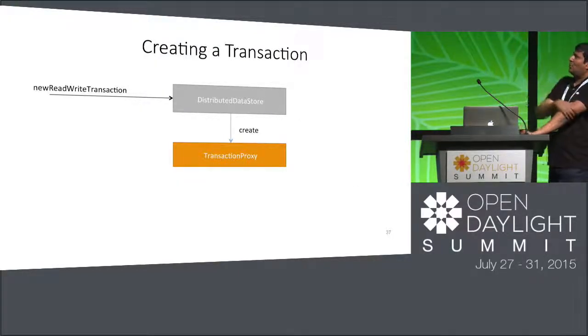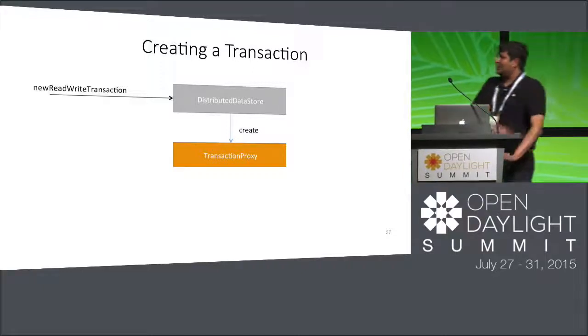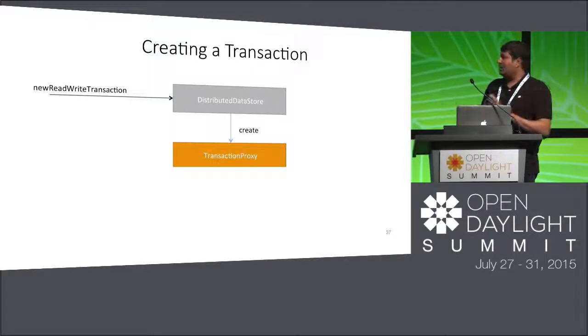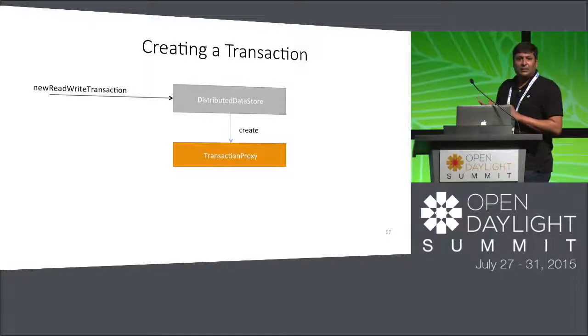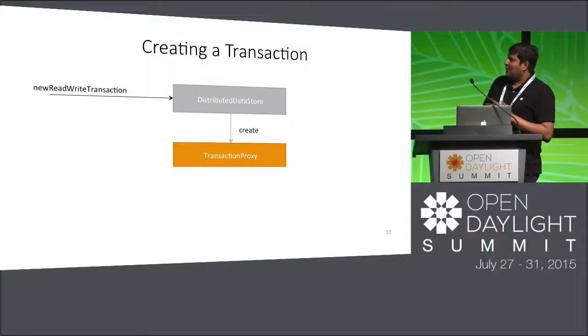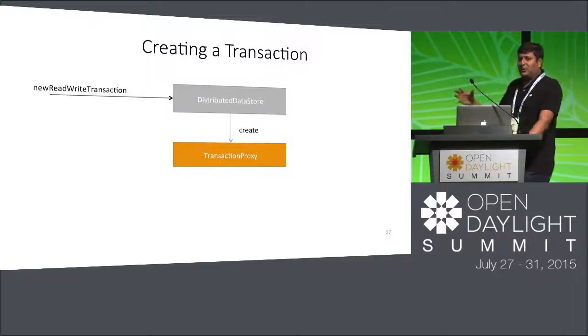Now the next flow I want to go through is the creating of a transaction. So once you have everything ready, you have a distributed data store. In fact, even if it's not ready, you have a distributed data store. You can go ahead and create this new transaction on it. Now if you look at these methods, this new read-write transaction, some of these methods might not be familiar to you because you might be using it from the binding aware broker perspective, and some method names are different for the SPI.